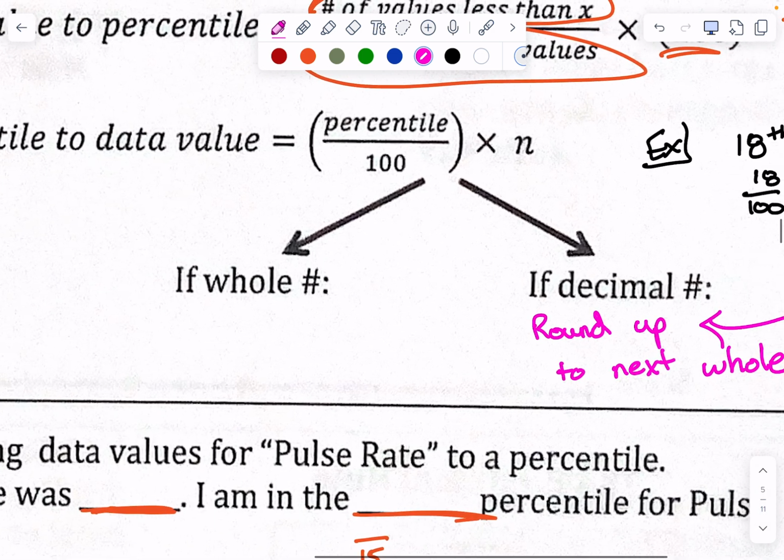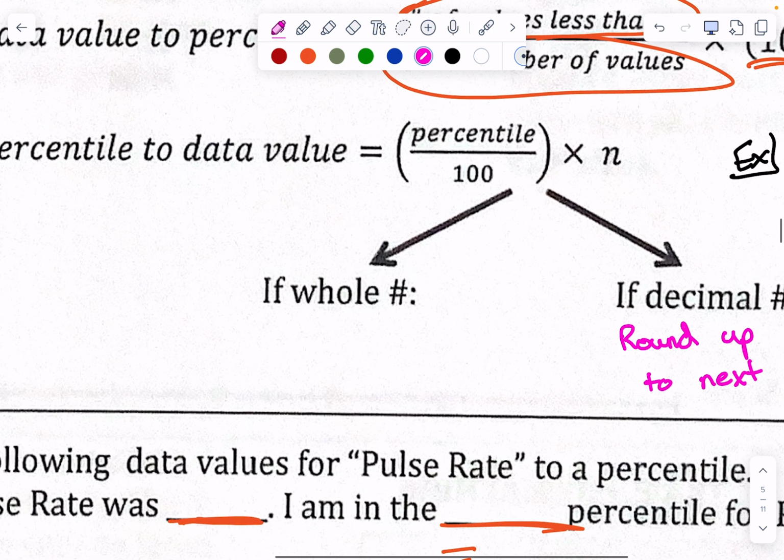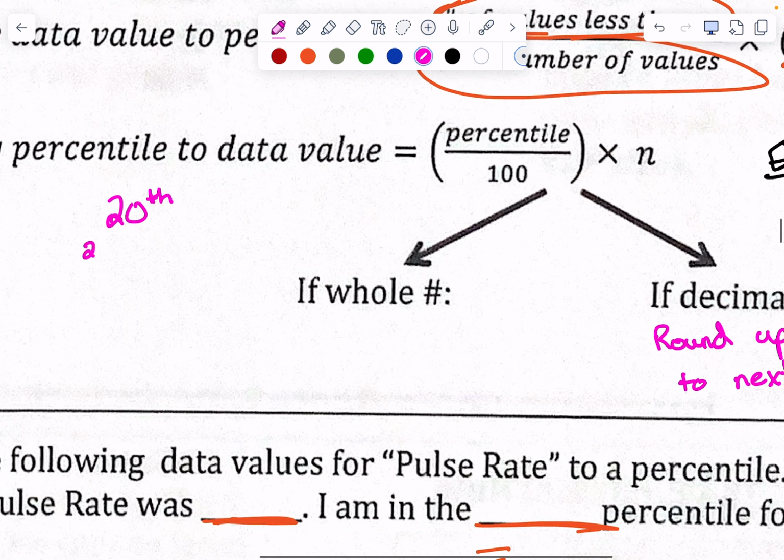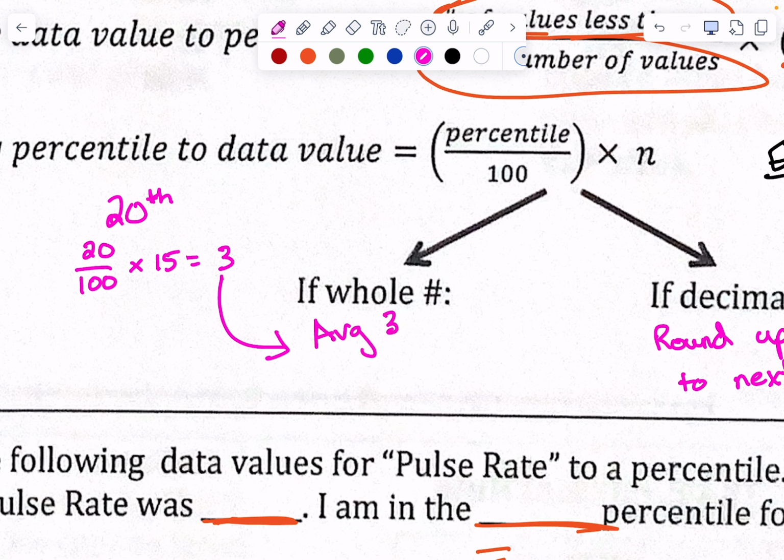If it is a whole number, not a decimal, let's do the 20th percentile. To do the 20th percentile, you would take 20 and divide by 100, 0.2, and take it times 15, and that is 3. But you don't use the third person. We use the fourth. You average the third and fourth numbers together. So whoever has the third number and whoever has the fourth number, you average those together.